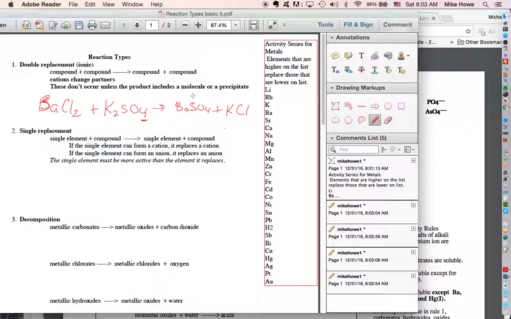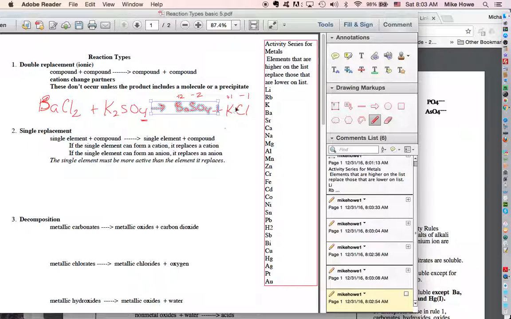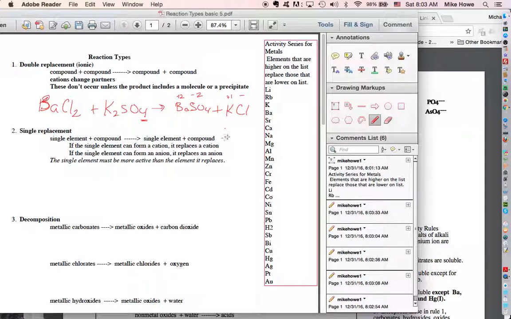So on this side you check your charges, +2, -2, and then potassium is +1, that's -1. So it looks like those formulas are okay. And then to balance the equation, you'll notice there are 2 Ks and 2 Cls here, so I'm going to have to put a 2 in front of the KCl. Like that. So there's our balanced equation for a double replacement reaction.